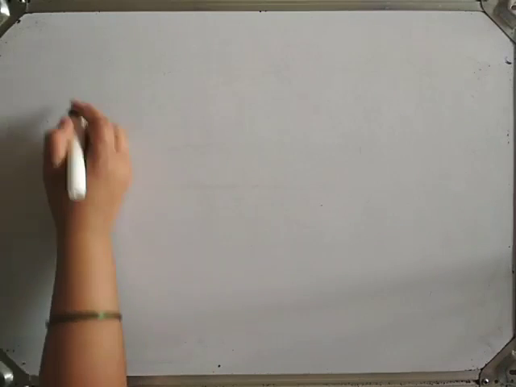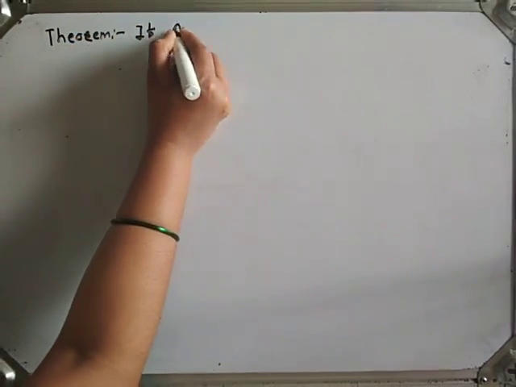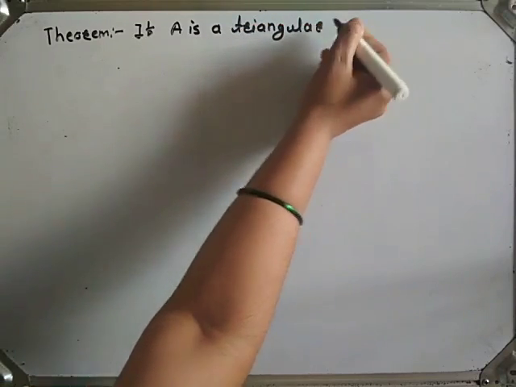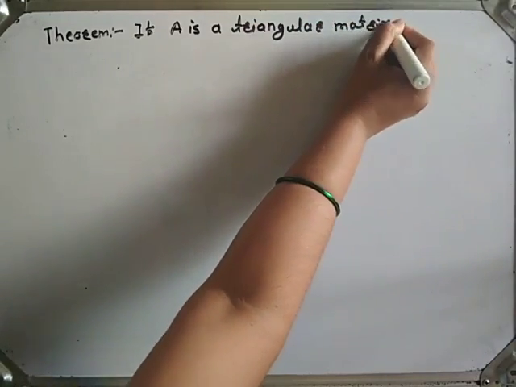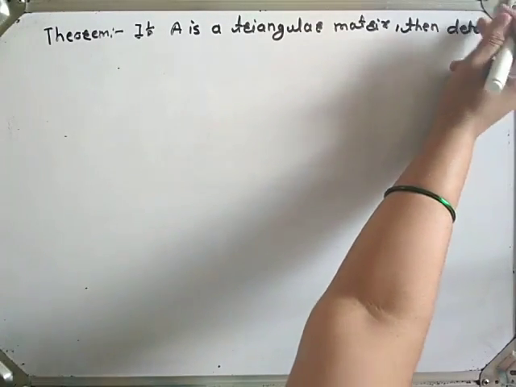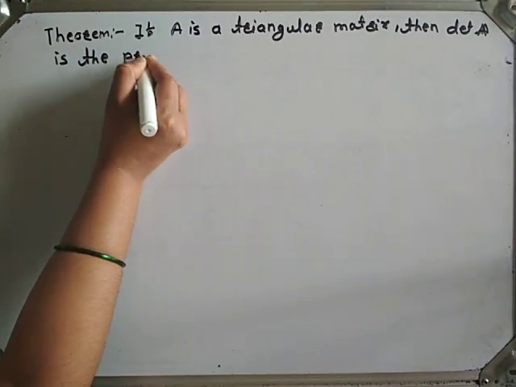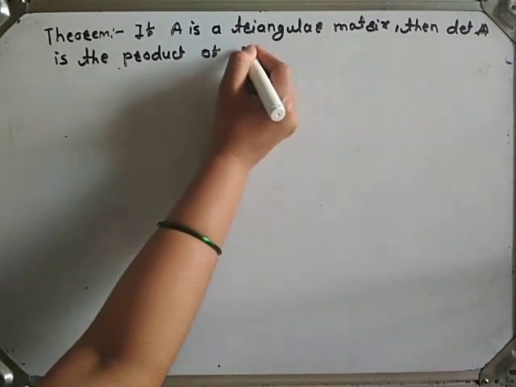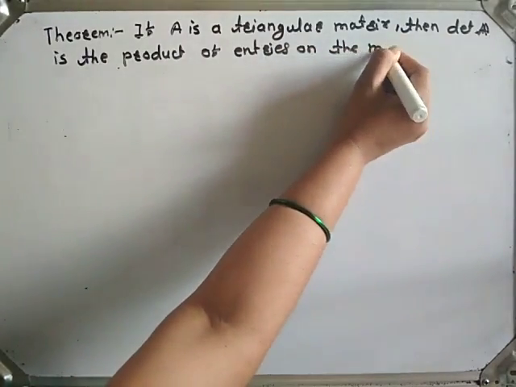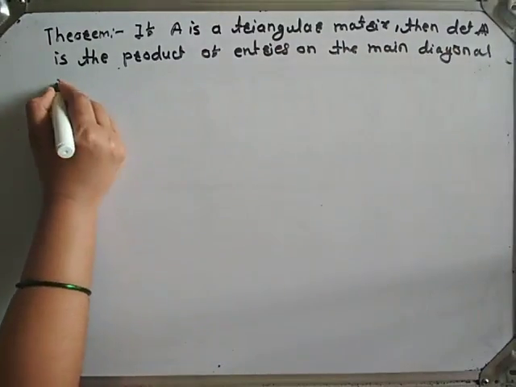Hello students, let us start with theorem. If A is a triangular matrix, then determinant of A is the product of entries on the main diagonal of A.